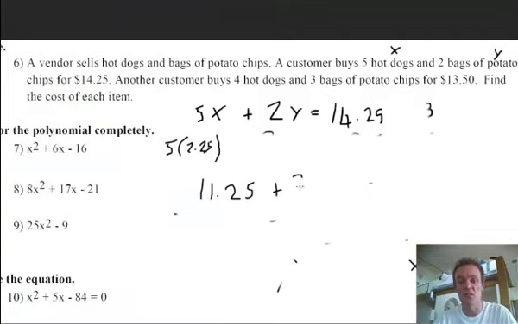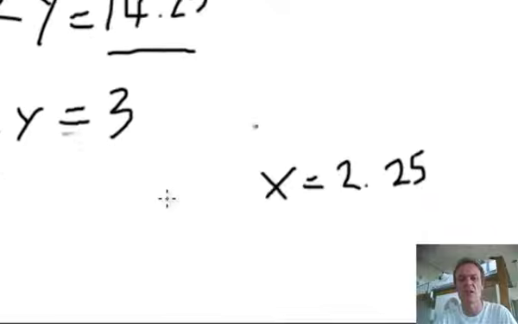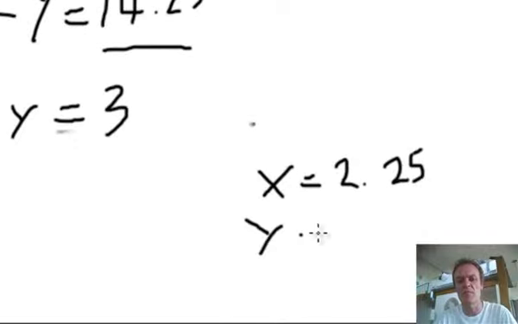plus still 2y equals 14.25. Now, if I take away 11.25 from both sides, I'm going to get $3. So y, the chips, must be $1.50. There we go.